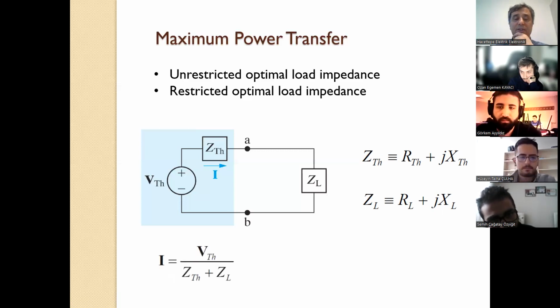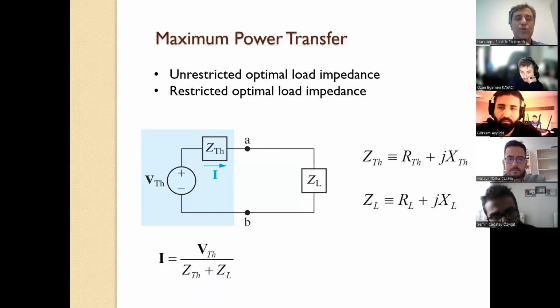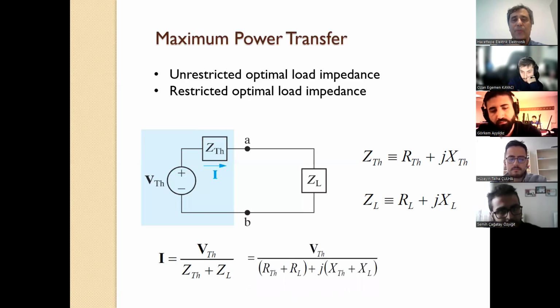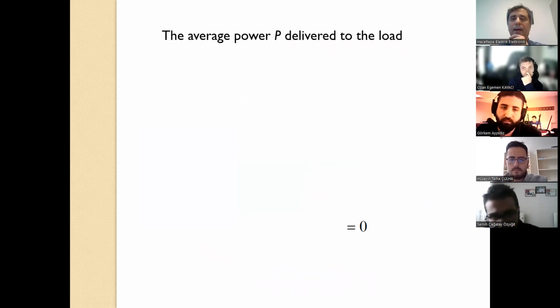What is the current defined on this mesh? The Thevenin voltage should be divided by the summation of these two impedances seen in the circle. Okay, let me write this in open form again. VTH over the resistive values combined together, and the reactances combined together. Okay, forget about the zero at the bottom line. We will come to that one.